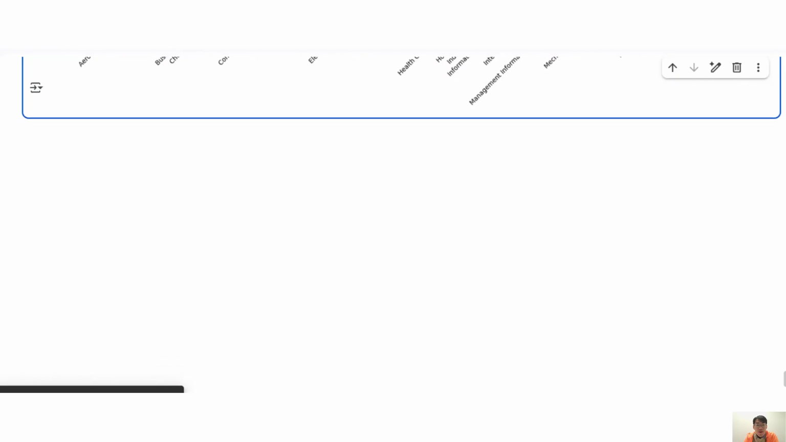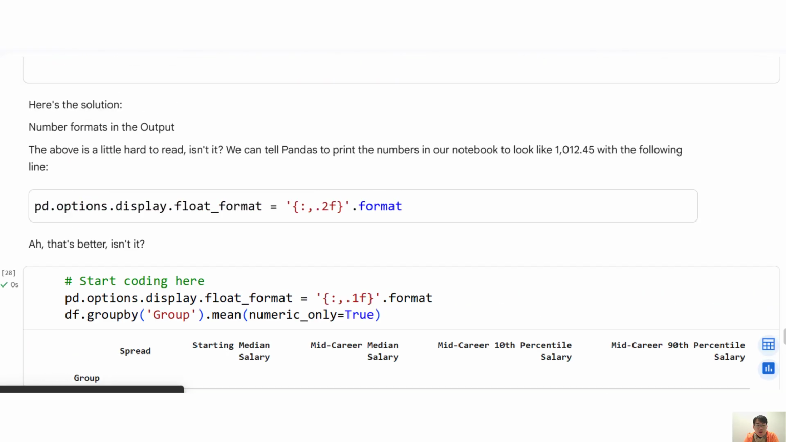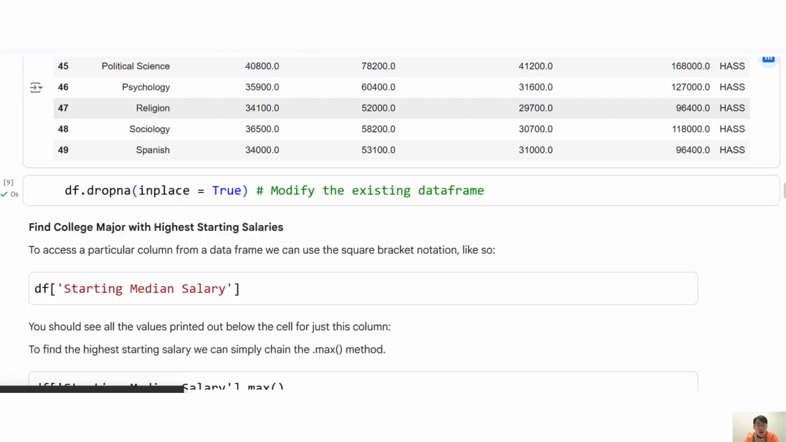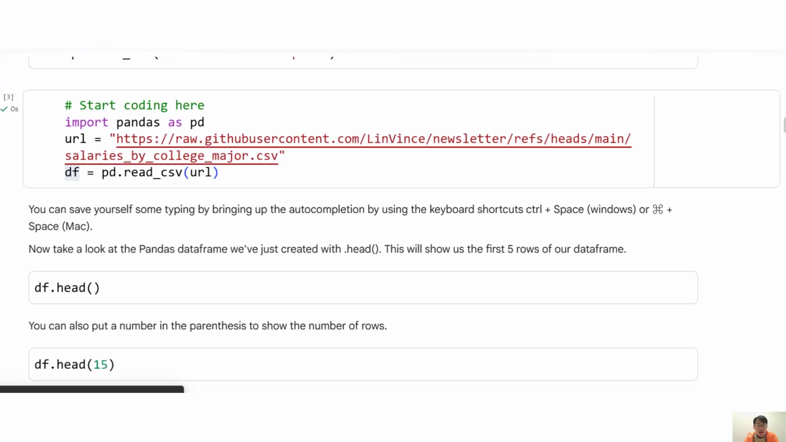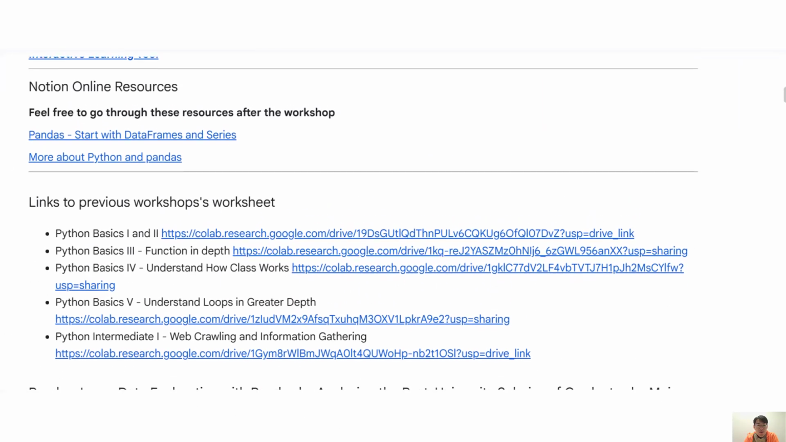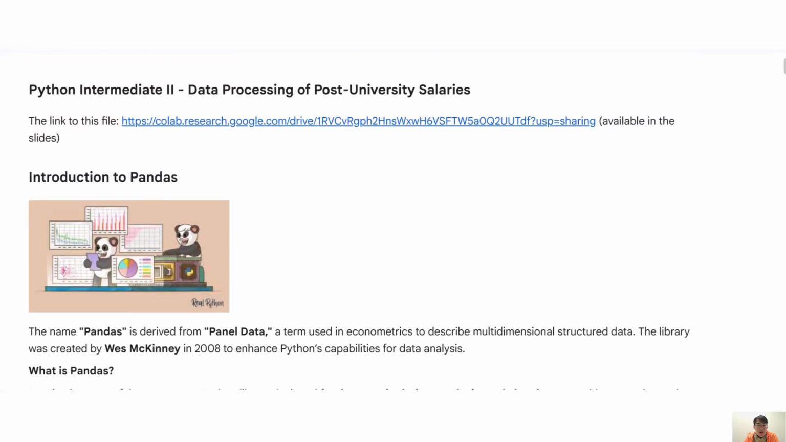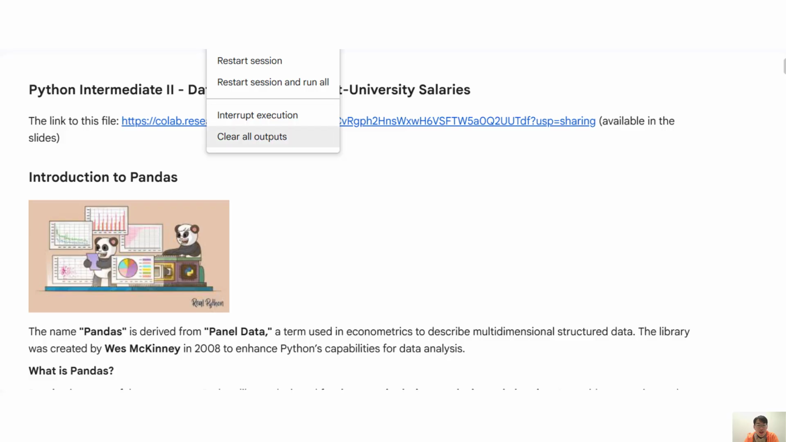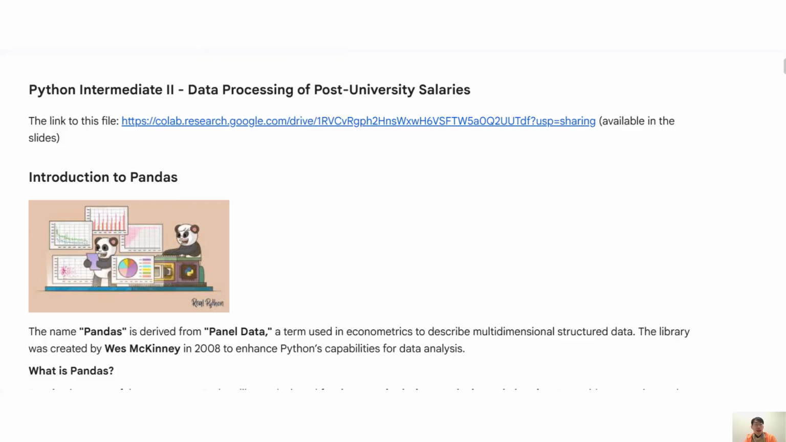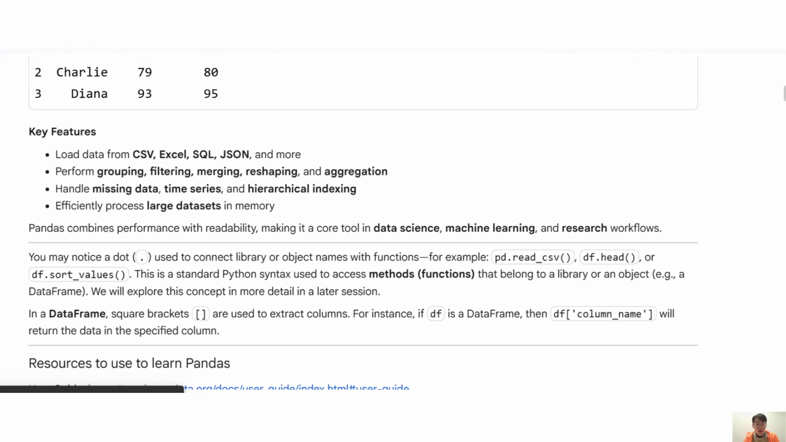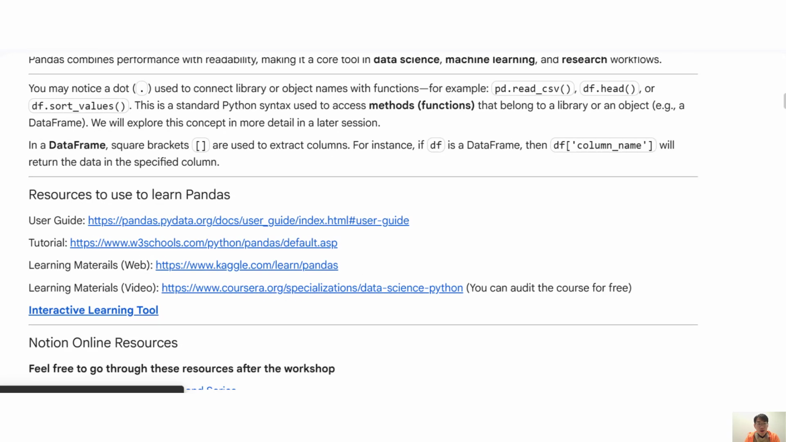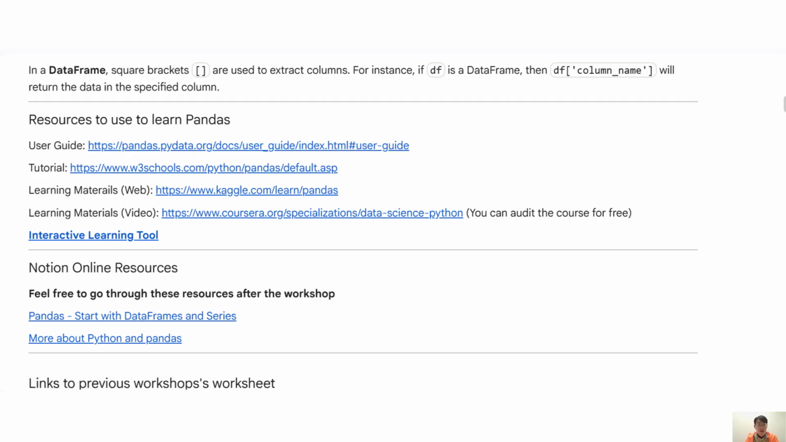Okay, so that's it for today's workshop. It's just to give you a picture of how you can use Pandas to process and transform the data and extract the data to gain some insight. I hope you enjoyed the workshop, and don't forget to go through other resources to get yourself more familiar with the functions in Pandas.